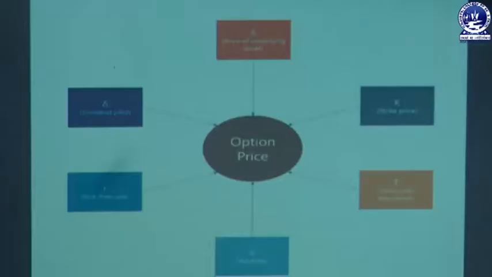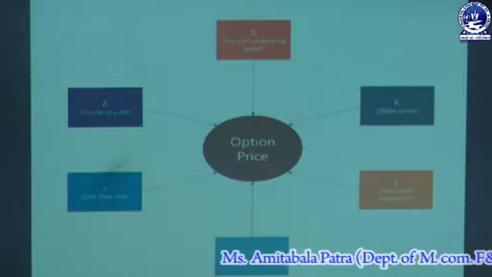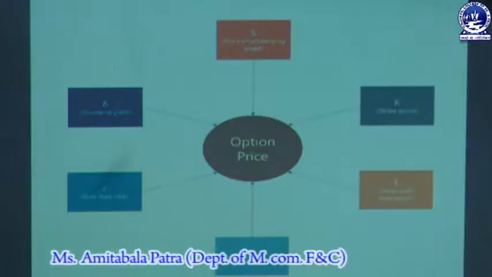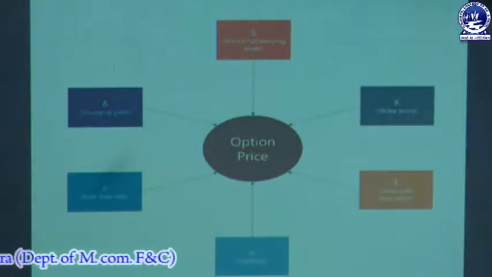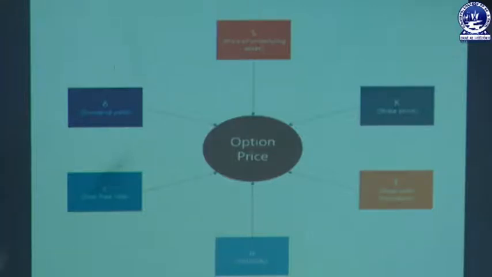Here you can see this is the option price. We are determining it based on the price of the underlying asset, the strike price, the time until the expiration or the time period, the volatility, the risk-free rate, and the dividend yield. And these 6 factors are the variables on which the option pricing is done in the Black-Scholes model.